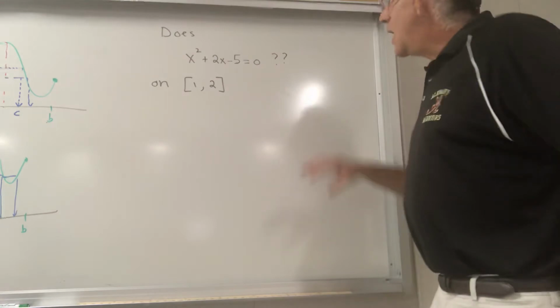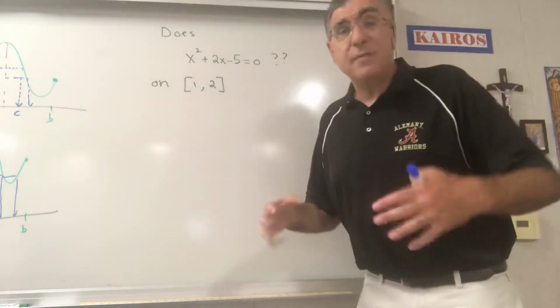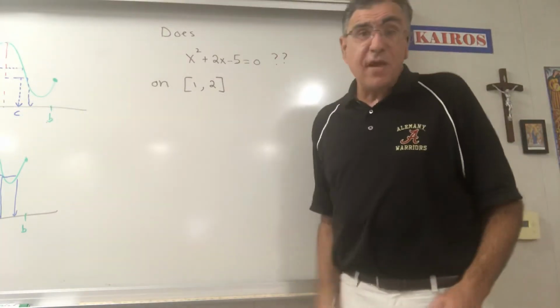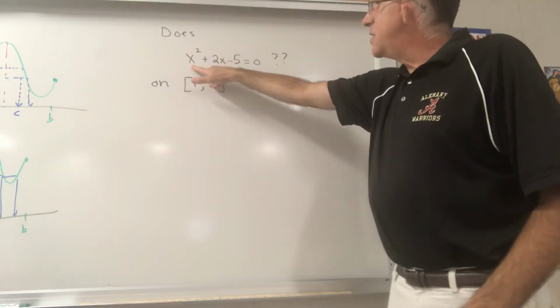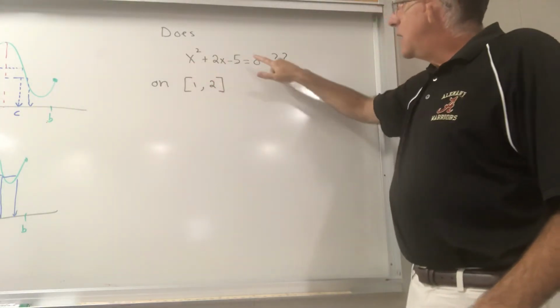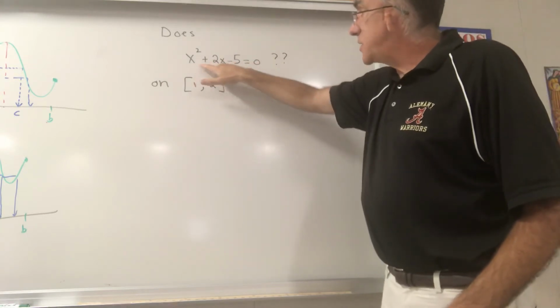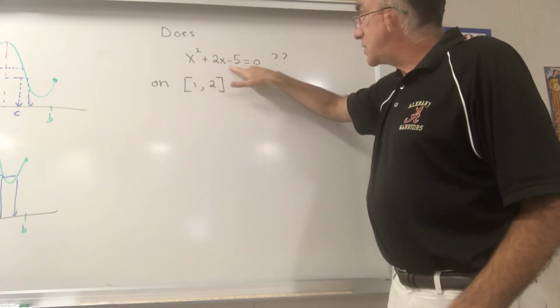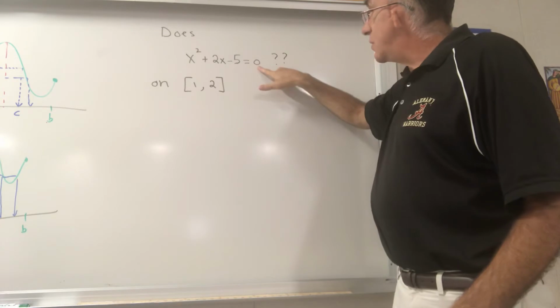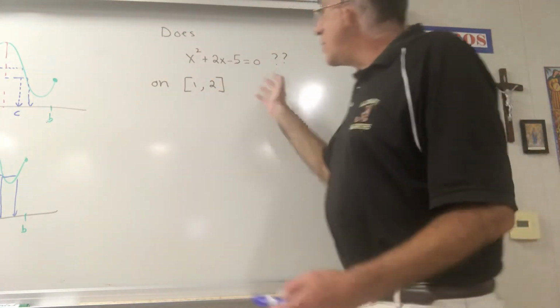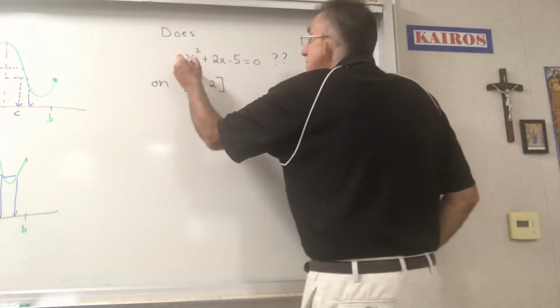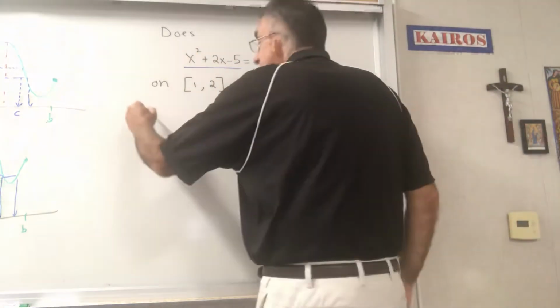Okay, so here's what we got. Here's the common sense. Let's do the intermediate value theorem through common sense. Does this parabola x squared plus 2x minus 5 equal 0 on the interval from 1 to 2? Okay, so now you want to kind of think of this here as the function.